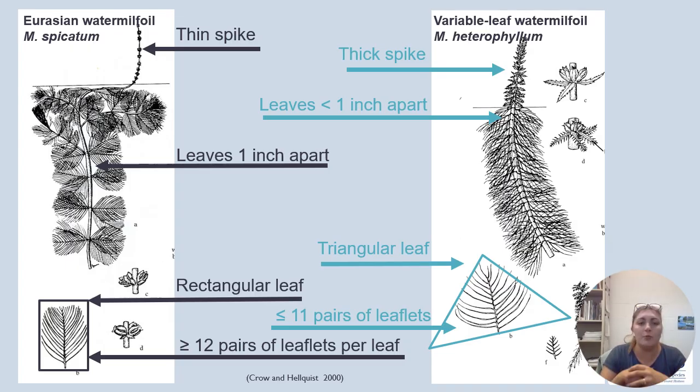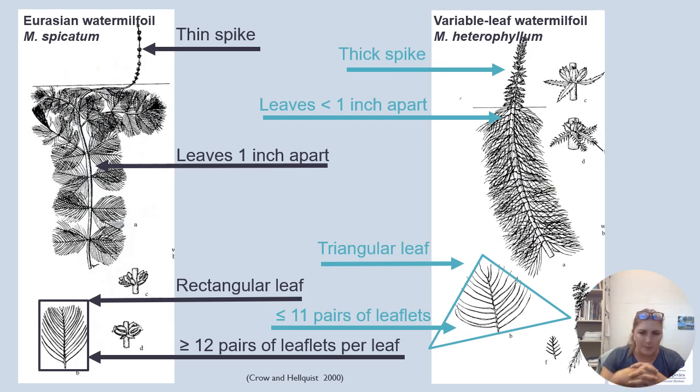So here I have the two common milfoils side by side. I have Eurasian water milfoil on one side and variable leaf water milfoil on the other. And you can see the differences in the flowers. So Eurasian water milfoil has a thin spike where variable has a thick spike. And then you can see with variable, the leaves are really stacked close together. So they're less than 1 inch apart, where with Eurasian, you're going to see a large space between the leaves.